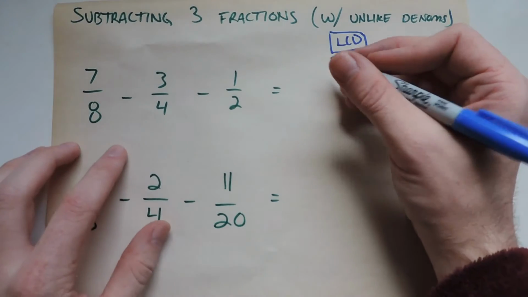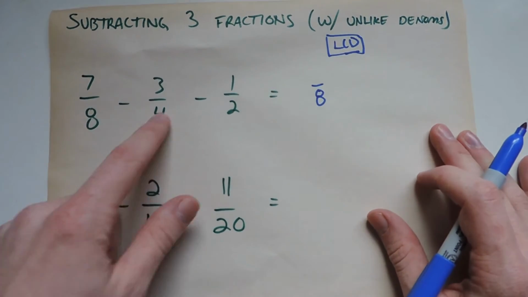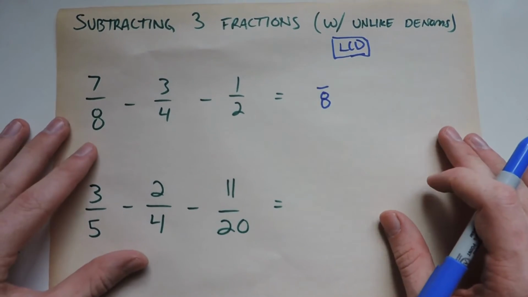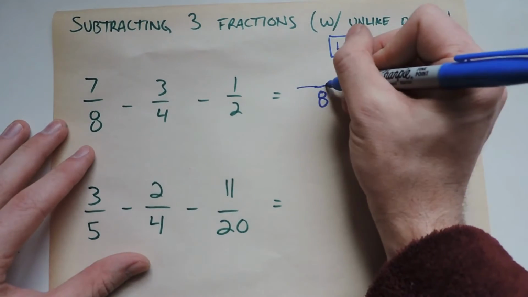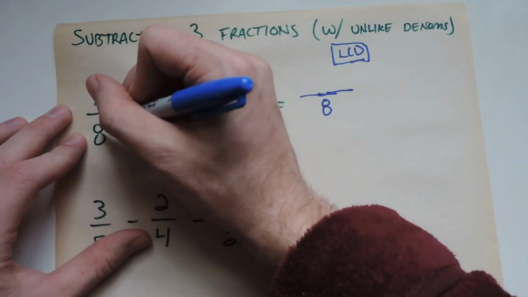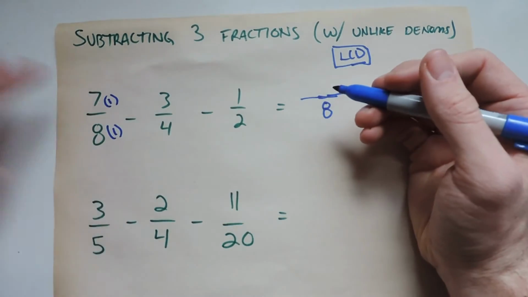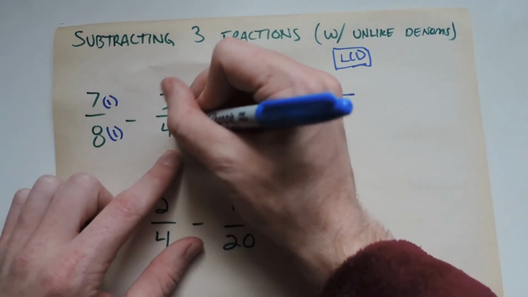But here it's pretty apparent that 8 is going to be our lowest common denominator, because 8 goes in 8, 4 goes in 8, and 2 goes in 8. So we're going to keep that and give ourselves a big numerator at the top. So how do we get 8 in the bottom here? Well, we don't do anything. So I'm just going to put a 1 for clarity's sake.